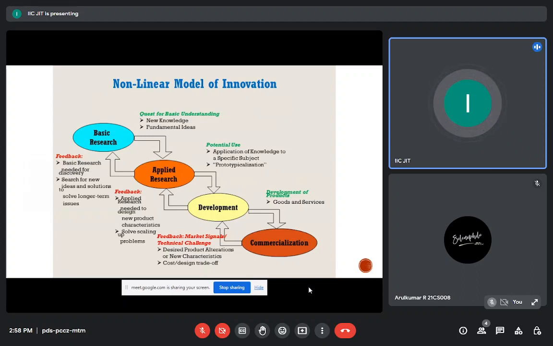There is a feedback. It's not a straight line, up and down. Sometimes you move from basic to applied research. You find out that what you have applied, the use case is useless. Then you go back to the drawing board. You go back. You develop something. You develop something that nobody wants.